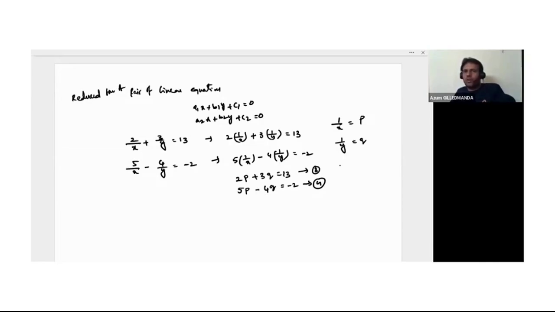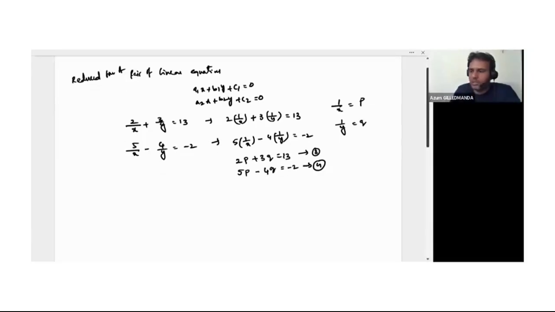Here no method is being called out. You have to solve this using graphical or substitution or elimination. My favorite is elimination, so I'll choose the elimination method. So how to solve using the elimination method? Okay, equation 3 and 4 I need to solve. I'll eliminate p first. So equation 3 I'll multiply with 5, and equation 4 I'll multiply with 2.